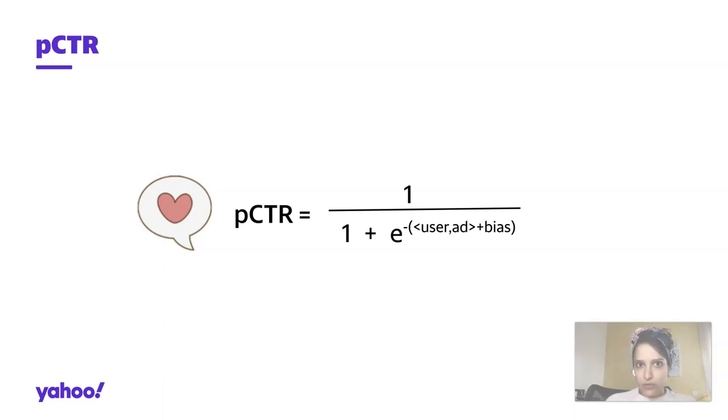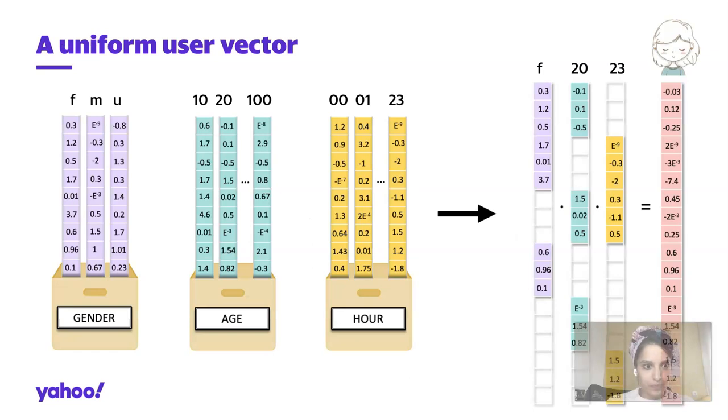We will come back to this formula later, but now let's dig a little bit deeper into the user vector itself. Since the data we're working with is very sparse, the model doesn't keep and train a vector for each of our users. Instead, it holds vectors for each of the user features. And when a user arrives, we create their user vector based on their features.